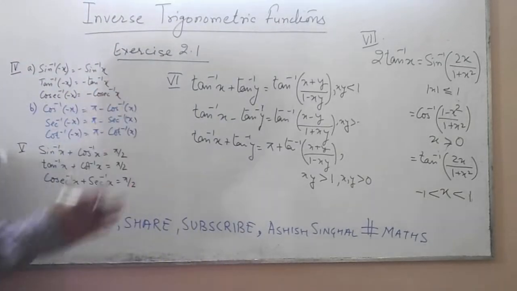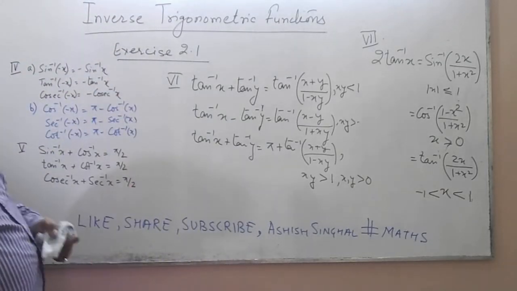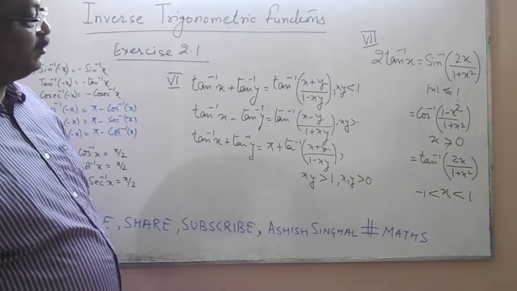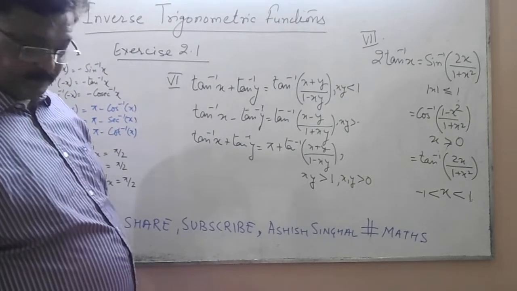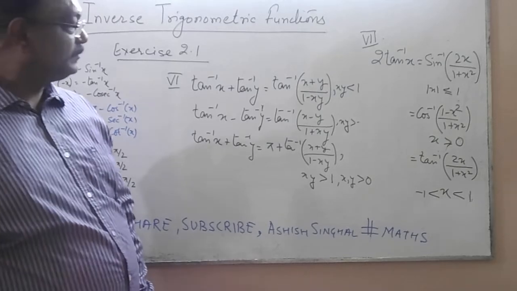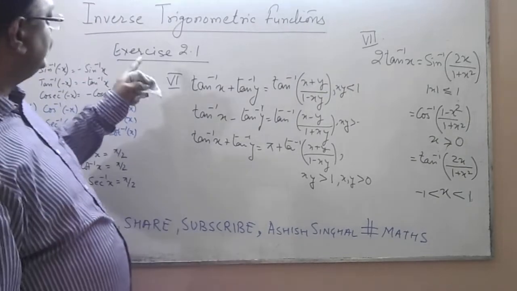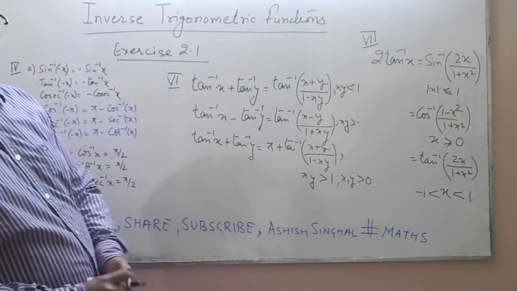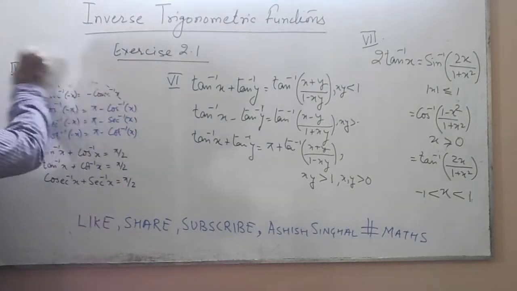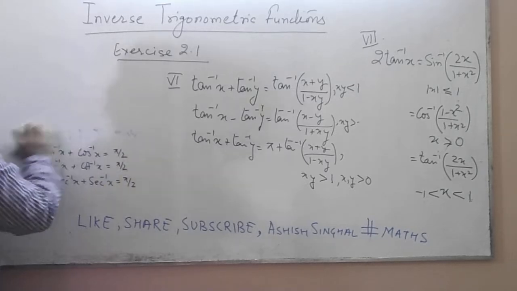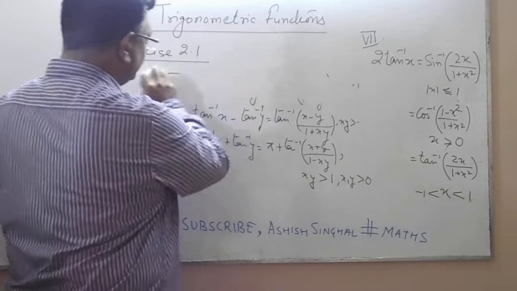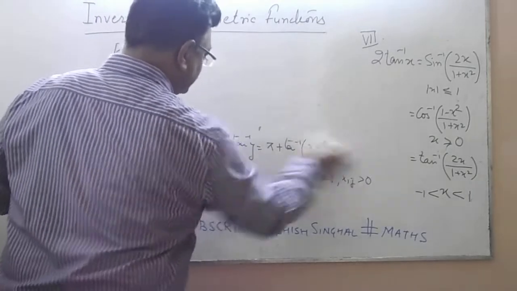So these are the 7 important properties based on which we can solve each and every question of the exercise. Now, we start with exercise 2.1 from question number 6 onwards. We have done question number 1 to 5 in our previous episode, and now we are going to take up question number 6 onward in this episode.